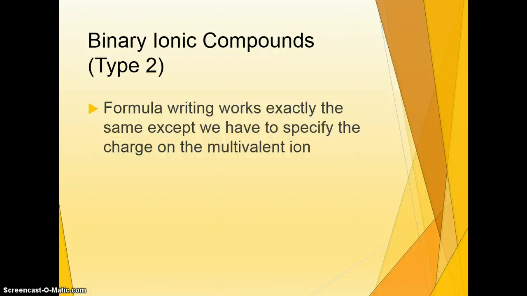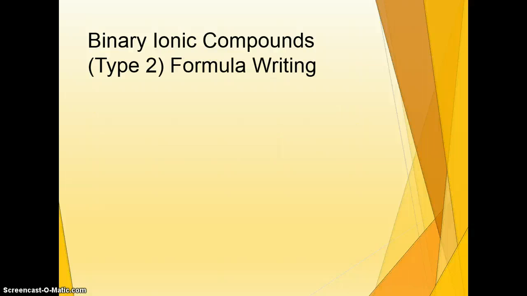Okay. Formula writing works exactly the same, except we have to specify that charge on the multivalent ion. And we're going to do that by using Roman numerals. So if we have iron 3 chloride, we know that iron has a +3 charge, and chlorine has a -1 charge. In fact, some people find these easier because the charge is given to them for their cation. Again, the rules are exactly the same. We crisscross just the number, not the charge, so that we have FeCl3.